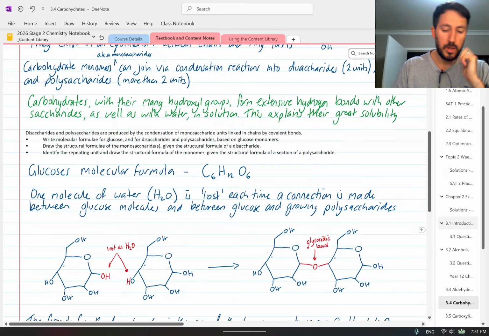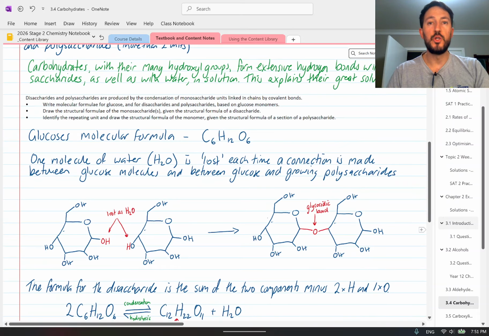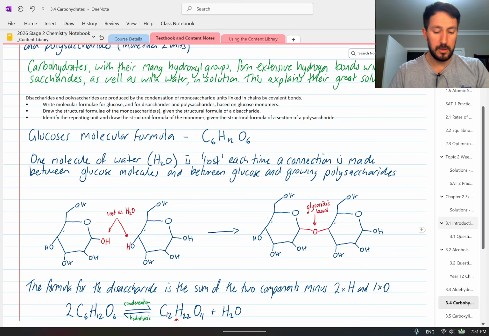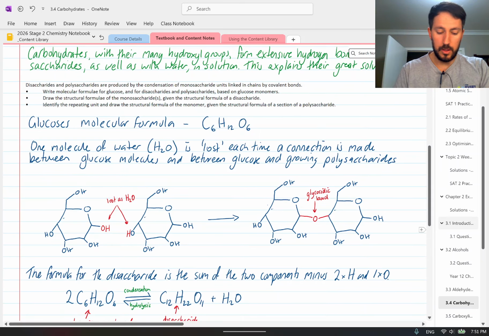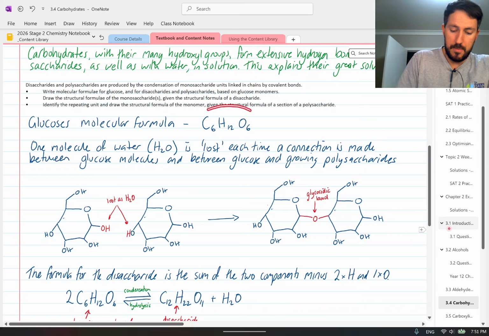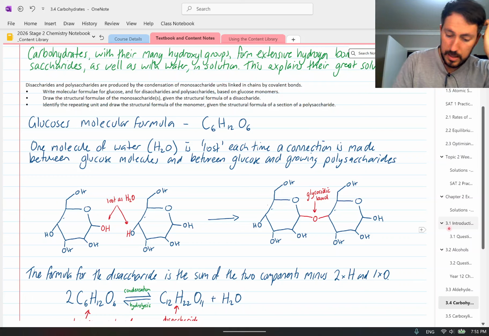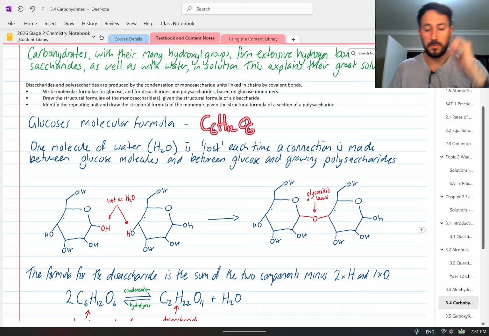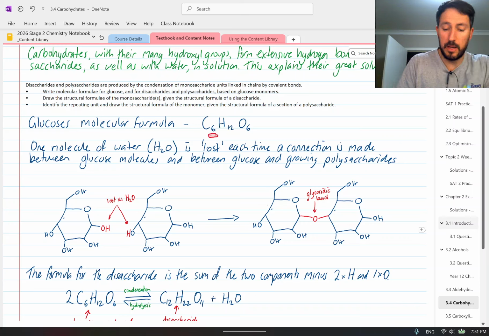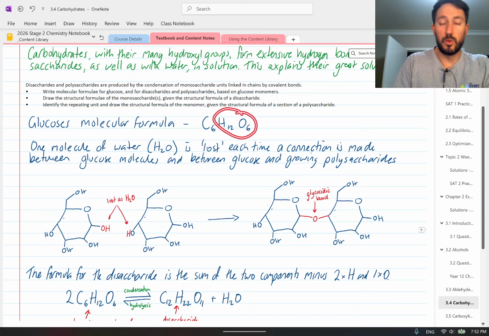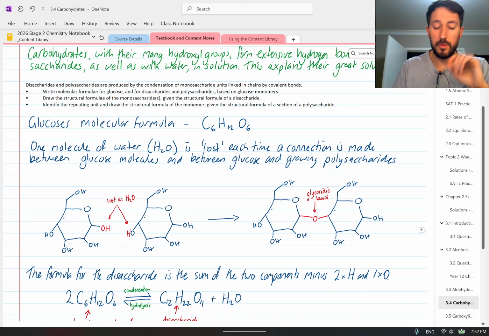Okay, so we're going to move down to the next bit, which is more about the joining of these carbohydrate monomers into disaccharides and polysaccharides. We are going to look at glucose to start with. So glucose has a formula C6H12O6. So you can see how the formula here with our six carbons and our 6 water molecules gives us H12O6.